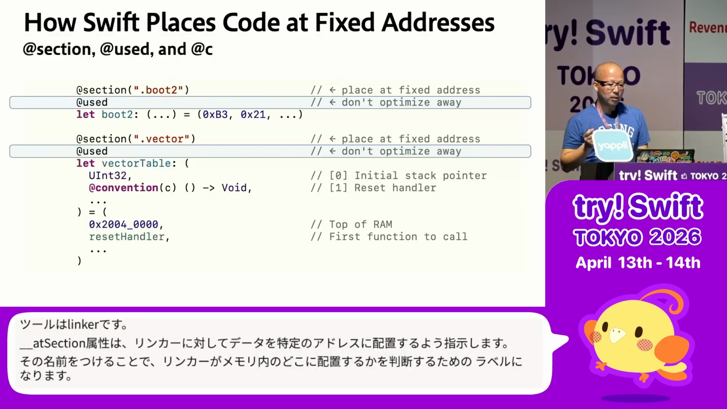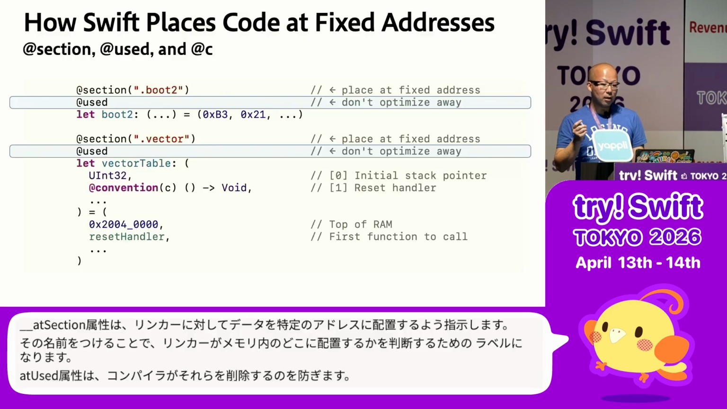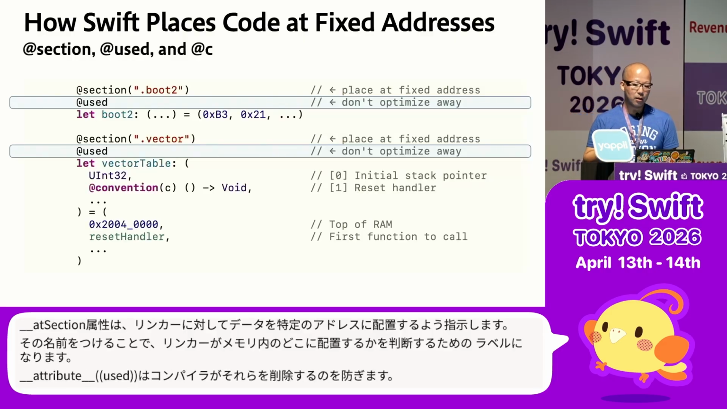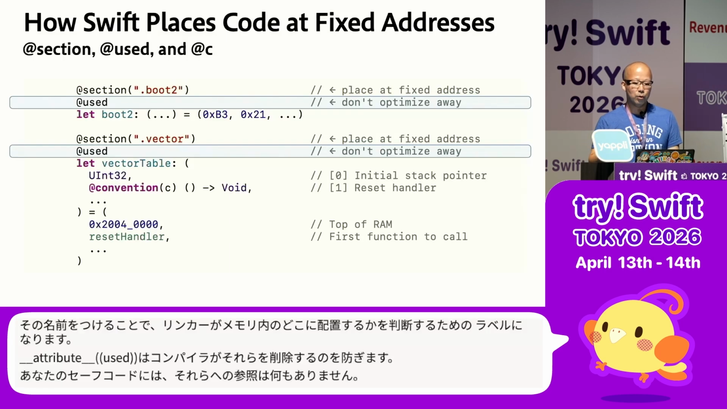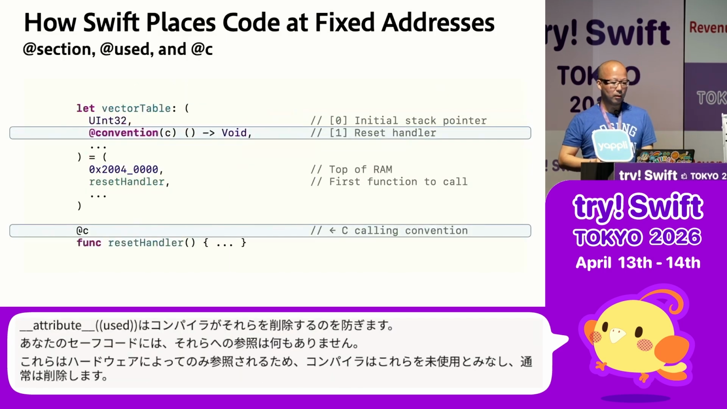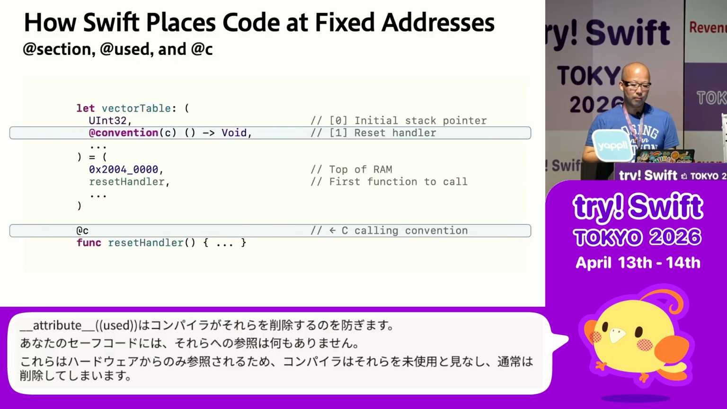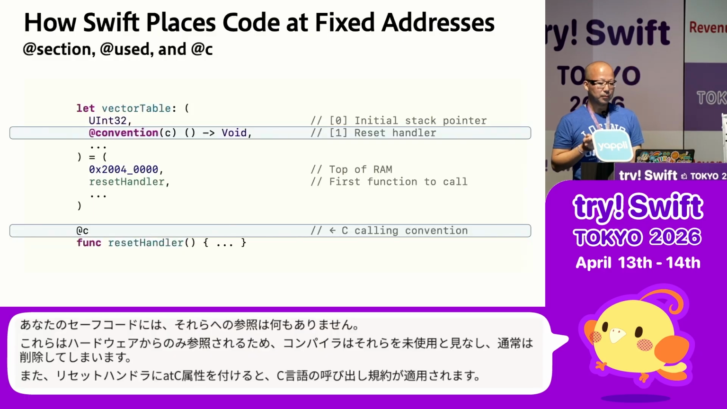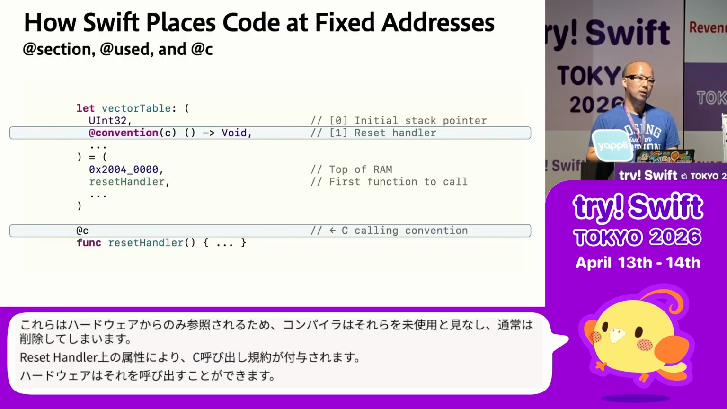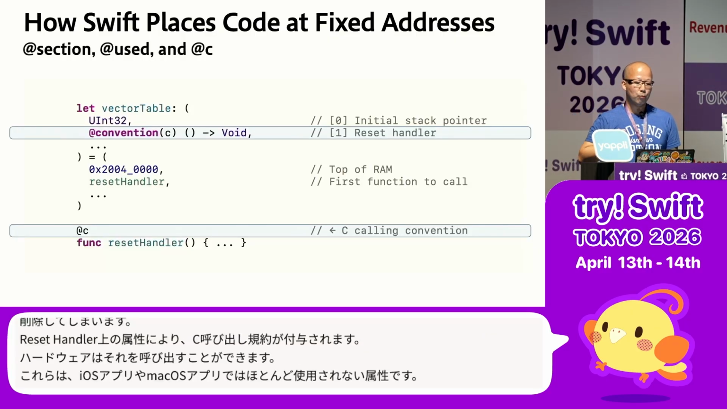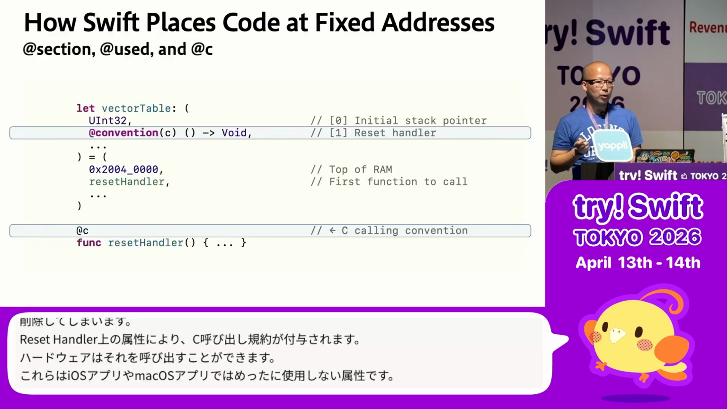The @used attribute prevents the compiler from stripping them out. Nothing in your Swift code references them. They are only referenced by hardware. So the compiler sees them as unused and would normally remove them. And the @_cdecl attribute on the reset handler gives it a C calling convention, so the hardware can call it. These are attributes you'd rarely use in an iOS app or macOS app, but here they are a bridge between your Swift code and the hardware.